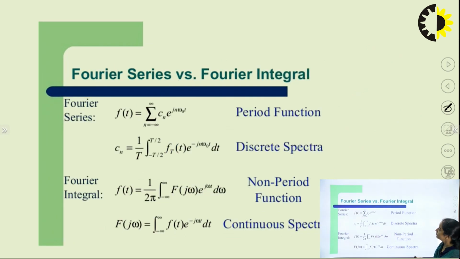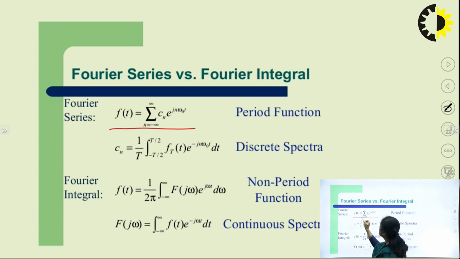Okay, so now we will see Fourier series versus Fourier integral. Here is the generalized formula, you can say, or exponential form of Fourier series, that we had discussed in our earlier lecture. So the Fourier series we can write as f(t) equal to summation of Cn e to the power j n omega naught t, n equal to minus infinity to infinity. This is representing the Fourier series in exponential form.